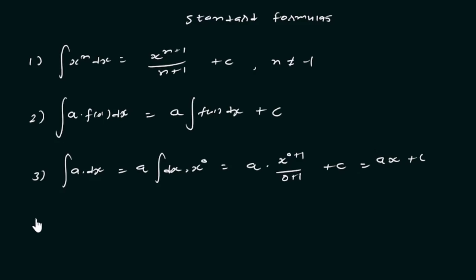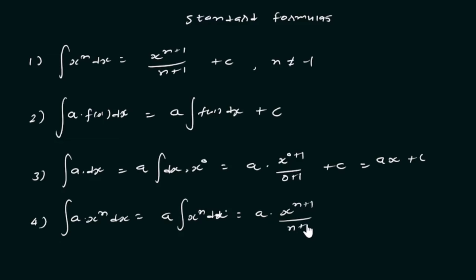Our fourth standard formula is a into x power n dx. So a will be out of the integration, and here you will get x power n dx. Now the integration of x power n dx is basically a times x power n plus 1 divided by n plus 1 plus c.